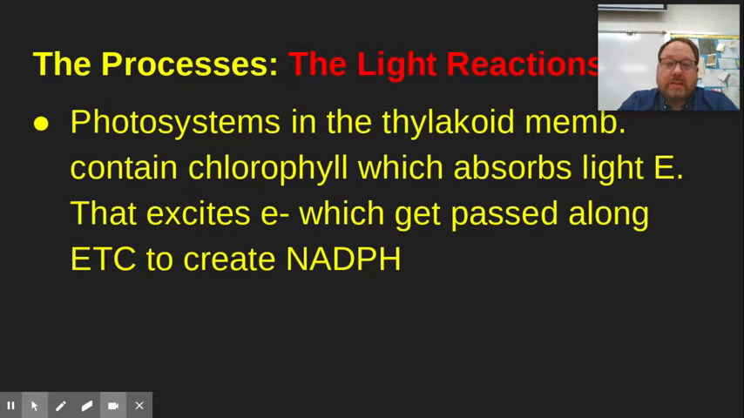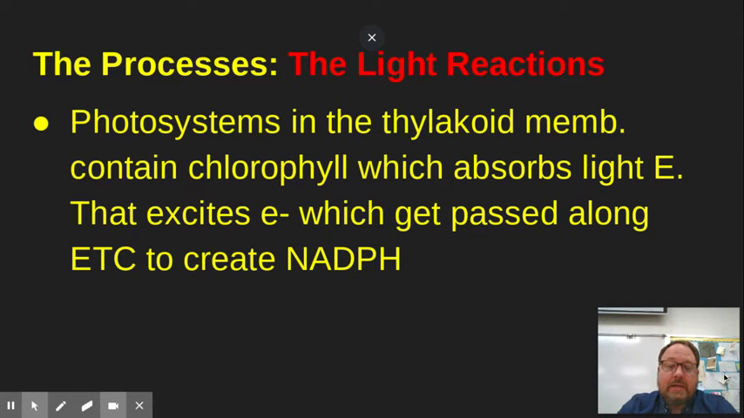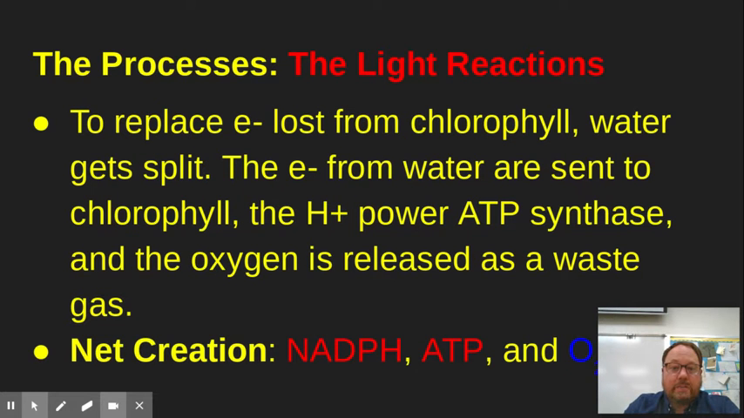Okay, in terms of the processes that are involved, the light reactions, well, they use light. And what happens is those photosystems, those protein complexes embedded in the thylakoid membrane, they have the chlorophyll, which absorbs that light energy. When light strikes the chlorophyll molecules, electrons in chlorophyll get excited. They get passed on the electron transport chain, and the electrons and protons get sent on to NADPH.